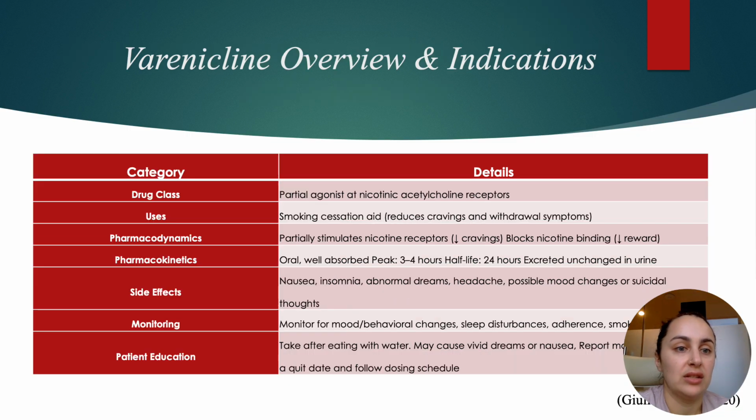The next medication is varenicline, which is a prescription medication used to help individuals quit smoking. It works as a partial agonist at nicotinic acetylcholine receptors, reducing nicotine cravings and withdrawal symptoms. We're also blocking the effects of smoking. Taken orally, it is usually started 1 week before a planned quit date.